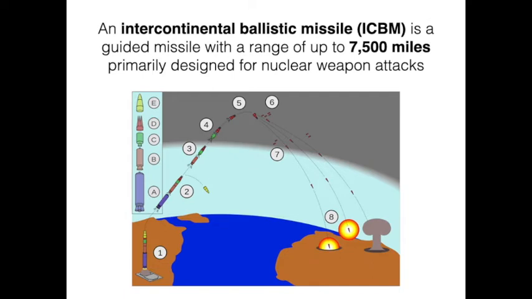So countries have developed what are called intercontinental ballistic missiles, meaning that they can go from continent A to continent B and can travel across the entire ocean. And some of these ICBMs, as they're called, can travel up to 7,500 miles. This is a very long distance. And if a country is ever to use these, they're not just going to send one, right? They're probably going to send many.